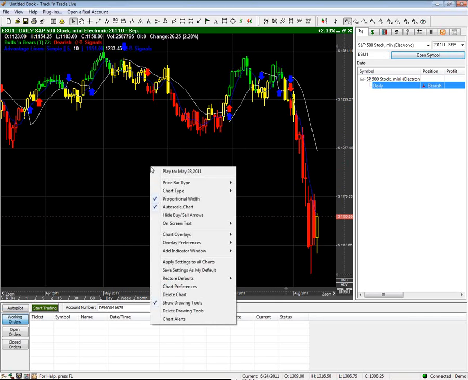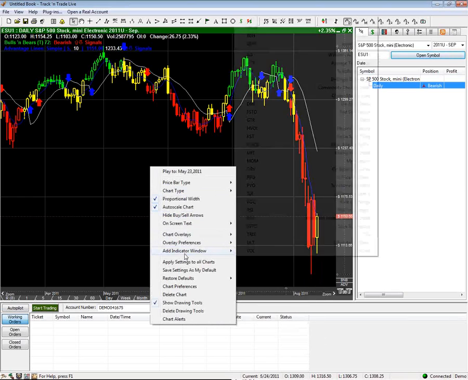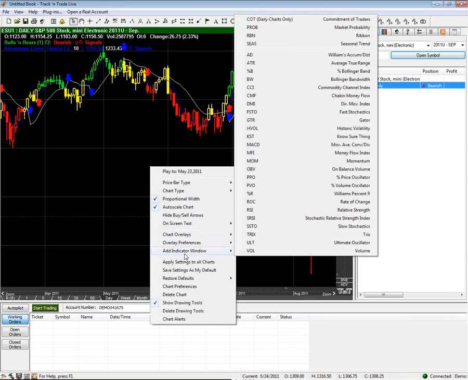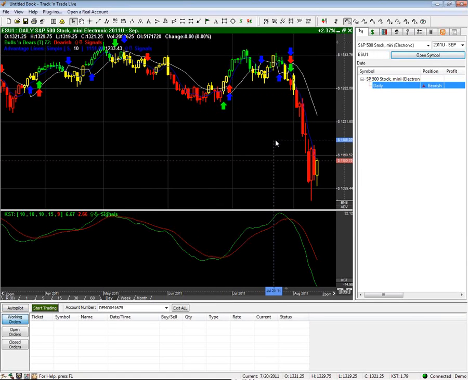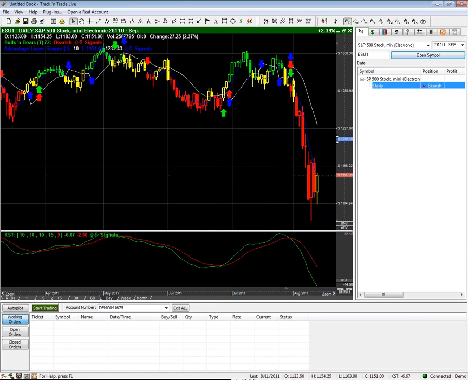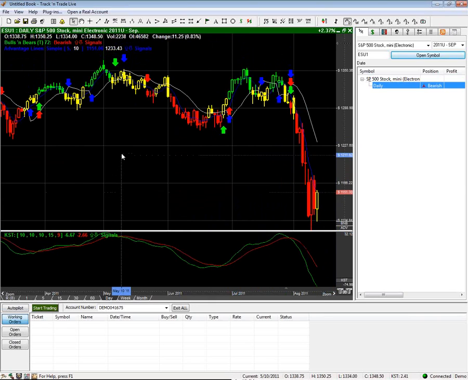Another really popular technical indicator actually has its own indicator window at the bottom, so you right-click in the chart and add an indicator window. The KST is really popular as well, and it also tends to play really nice and work well with bulls and bears and advantage lines.